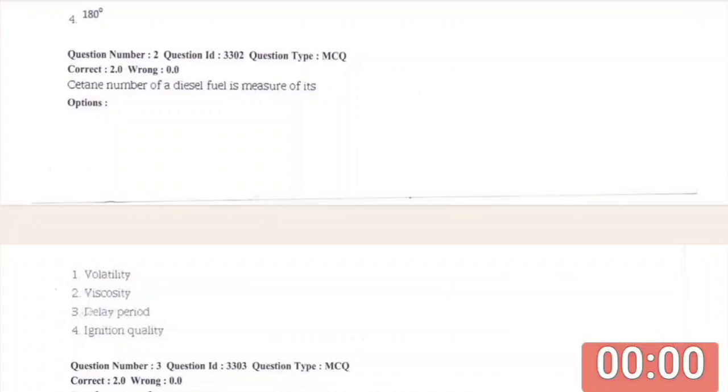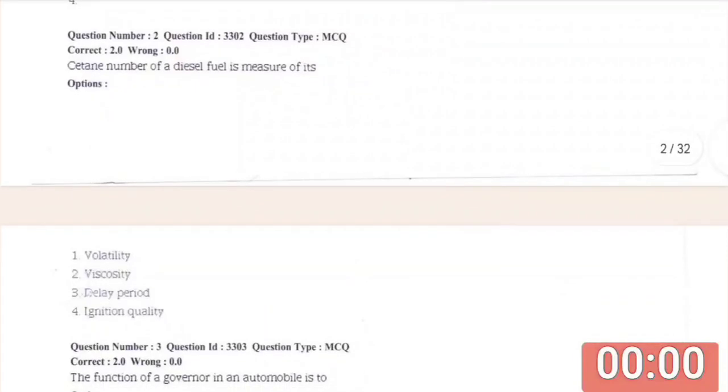Second question is, cetane number of diesel fuel is a measure of its option 1, volatility, option 2, viscosity, option 3, delay period, option 4, ignition quality. Answer is option 4, ignition quality.